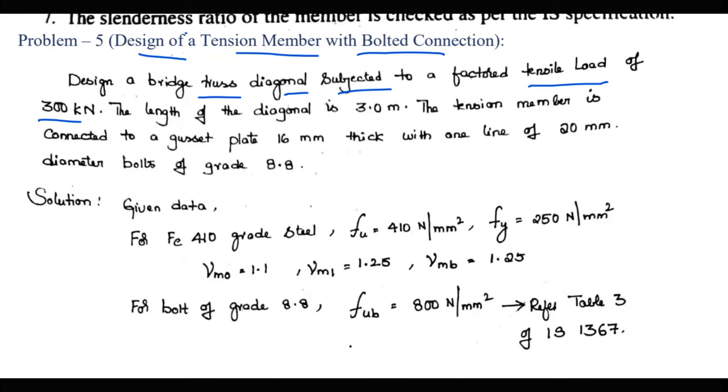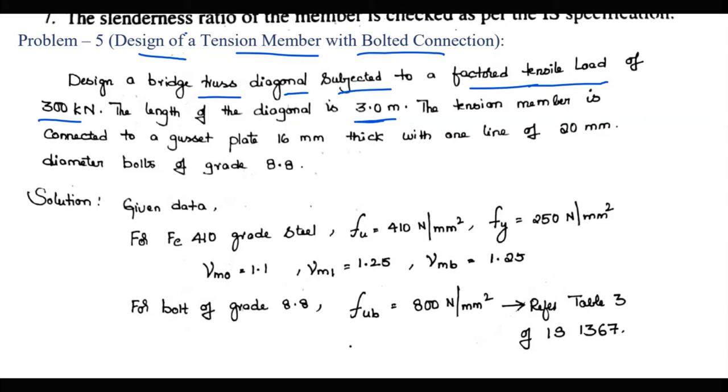of 300 kilonewton, and this 300 kilonewton is the factored tensile load, so no need to multiply again with 1.5. The length of the diagonal is 3 meter. So we told you that in bridge trusses also tension members are going to be there, and it is a diagonal section. Of course, don't worry whether it is a diagonal or straight or something like that. So just take care of the length.